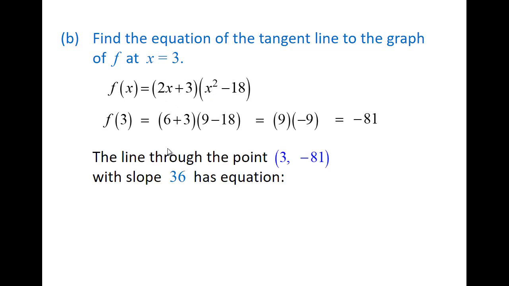So then we want to find the equation of the line through the point 3 comma negative 81 with slope 36, and by using the point slope formula, it is y minus 81 is equal to the slope 36 times x minus 3, and we can simplify that to the equation y is equal to 36x minus 189. So that's the equation of the tangent line to the graph of this function at the point 3 comma f of 3.